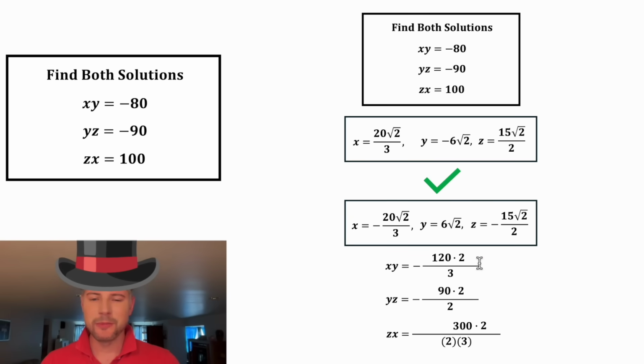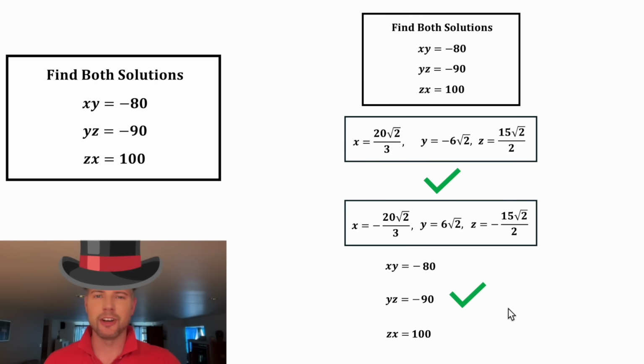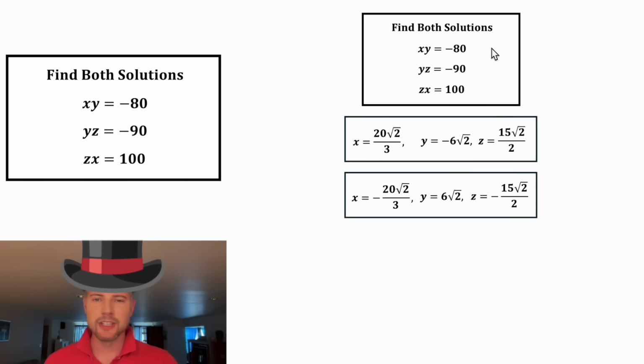And then 120 times 2 is 240, 90 times 2 is 180, and 300 times 2 is 600. And 2 times 3 is equal to 6. Negative 240 over 3 is equal to negative 80. Negative 180 over 2 is equal to negative 90. And positive 600 over 6 is 100. And all of these match, so the second solution also checks out. These are the two solutions to this system of equations. How exciting.